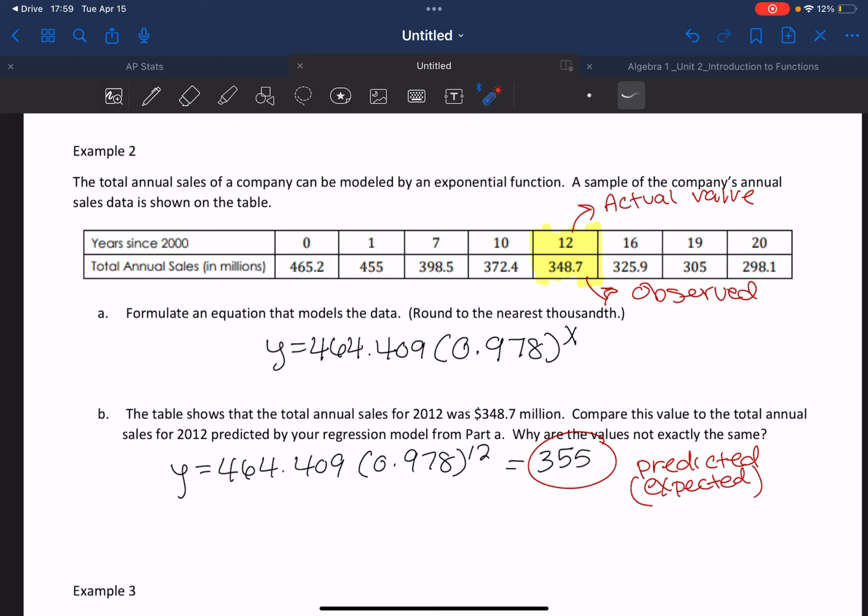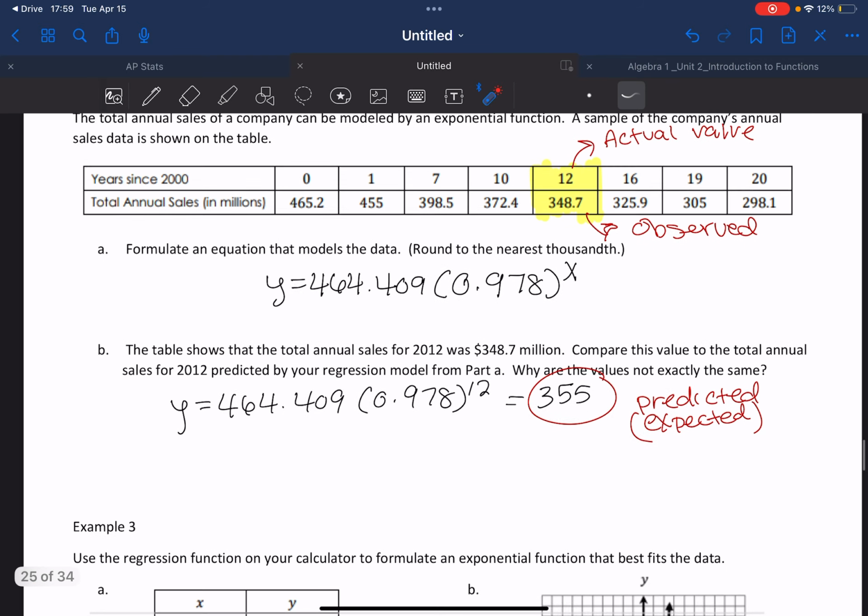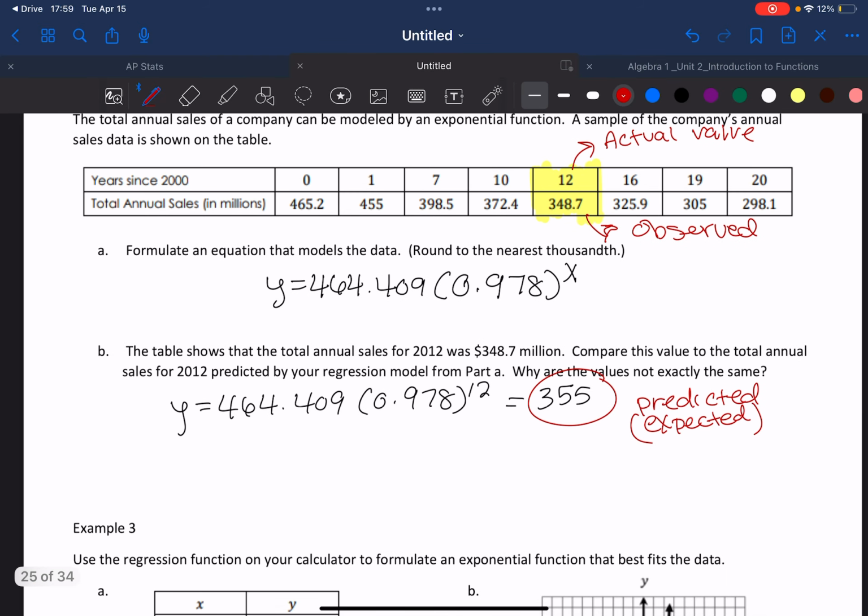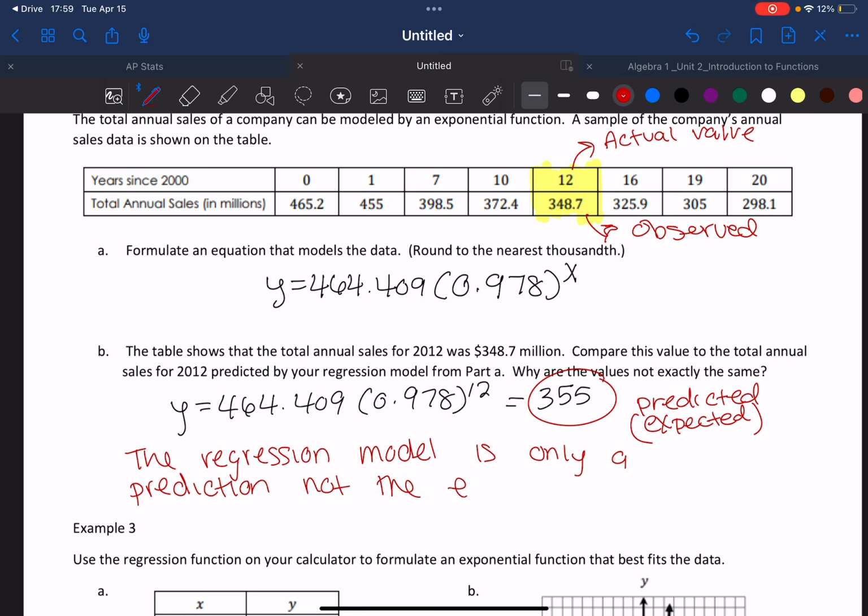Since this value is a little lower than predicted, this is when it starts going into talking about residuals and that difference, and this leads us into calculus. So if this looks interesting, maybe you'd be interested in taking AP or dual credit statistics. So again, I would write down that the regression model is only a prediction, not the exact amount.